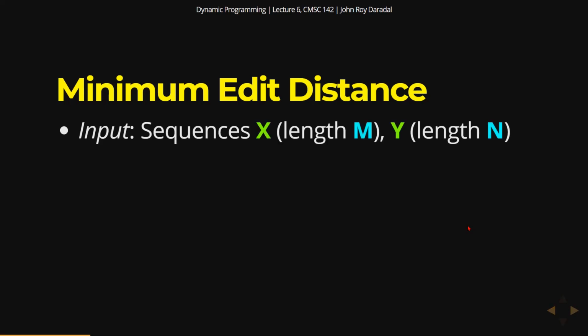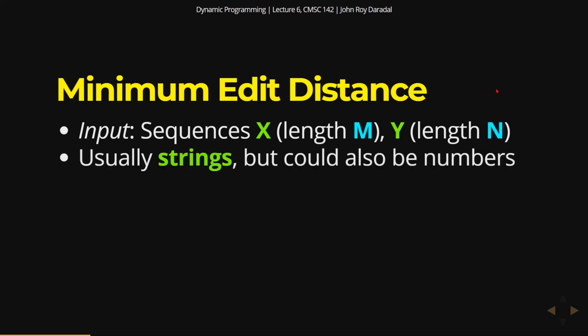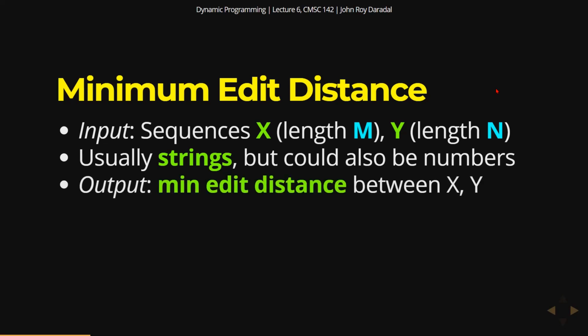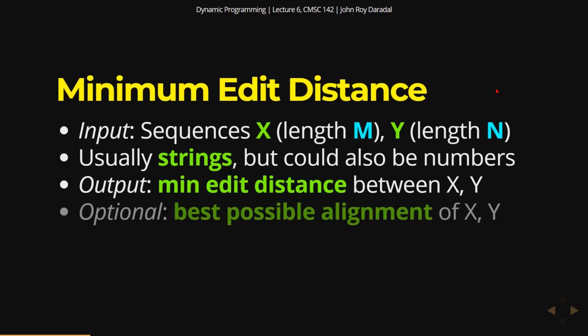Okay, so for minimum edit distance, your input would be two sequences, x and y. You can think of a sequence as like a string or an array of numbers. It doesn't matter, so it's just a sequence. So you have two sequences, x and y, and x's length we'll denote with m, and y's length we'll denote with n. Okay, so take note of that. As I mentioned, it's usually strings, but could also be numbers. And what we're looking for is the minimum edit distance between x and y. But what does minimum edit distance mean?